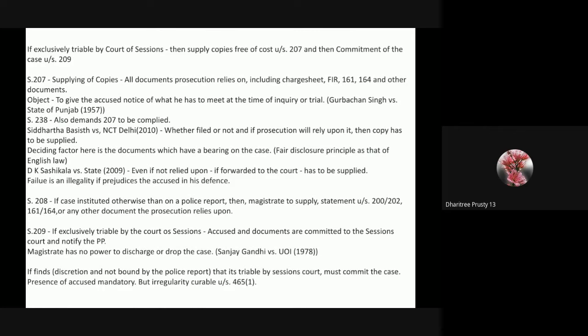to the Sessions Court. Here, the presence of the accused is not mandatory, but if he is not present, the irregularity is a curable one under section 465.